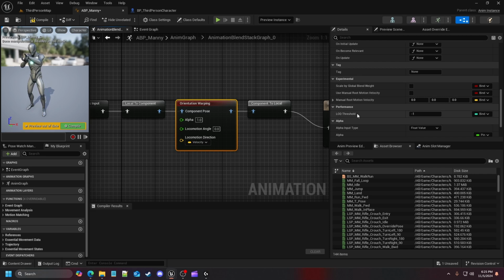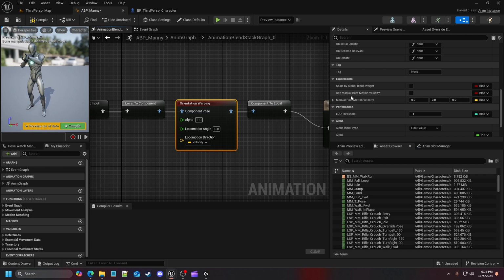So with the scale by global blend weight, what this is doing, while this is set to false and we make no changes here, is that if it were to be true, this would scale the orientation warping based on a global blend weight, reducing the effect as blend weights decrease. But we have it disabled here for a consistent warping effect. So we don't really need to worry about this unless you start having blend weights and other stuff added onto your character, which you would be creating in your skeleton mannequin.